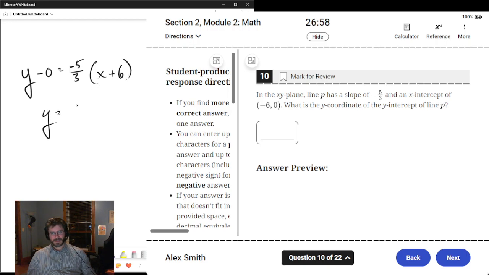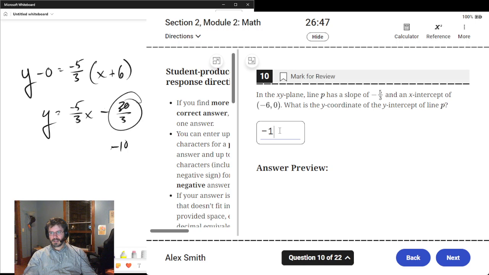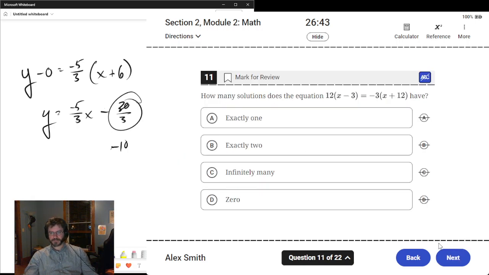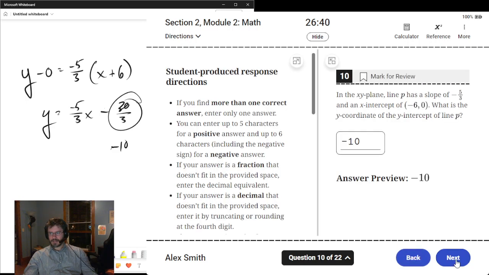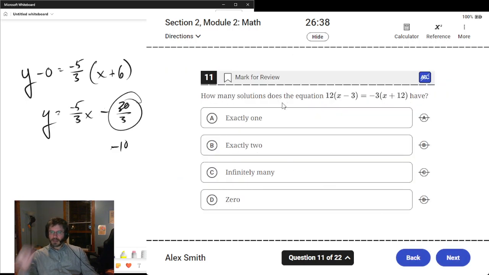Y equals mx plus b. Distribute that negative 5/3 through. Minus 30 over 3, which is 10. Negative 10 becomes our answer. Don't forget the negative. Just double check. Yeah, okay.